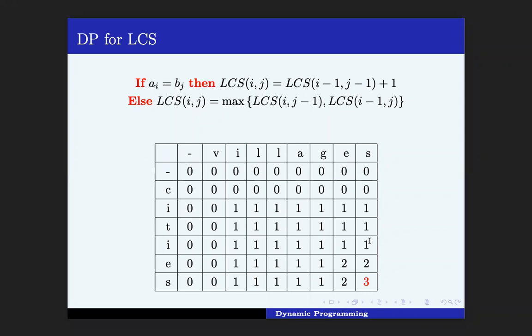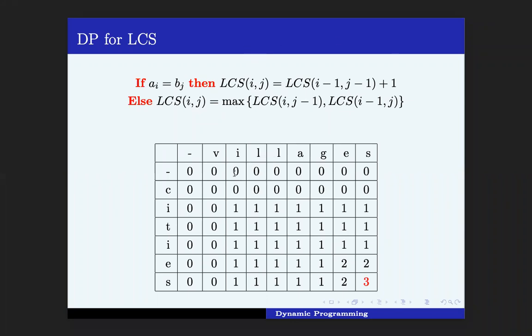Did you see this very sleek concept? Instead of blindly doing recursion, blindly calling subroutines, if you store the data in a clever way, you are able to improve it. What is the running time of this one? Order n times m.